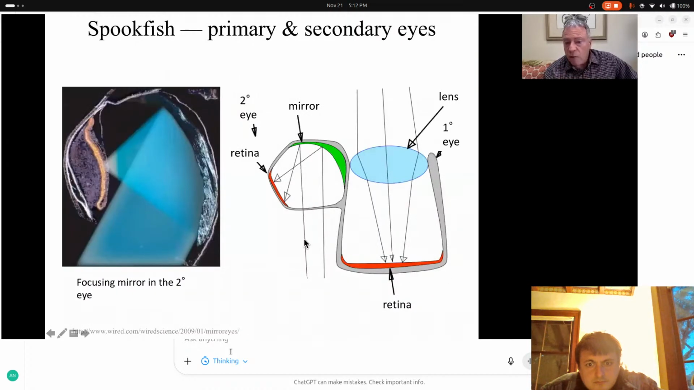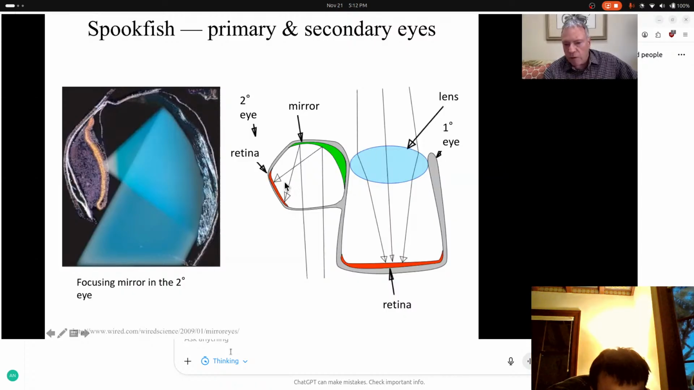So here's the primary eye, the main eye. The primary eye is oriented to look upward. So here's the lens focusing light on the retina in the back of the eye. But embryologically, they split their eye. So part of the retina is over here, part of the retina is over here to the side. But now the lens is focusing light over here, so what good is this retina here?